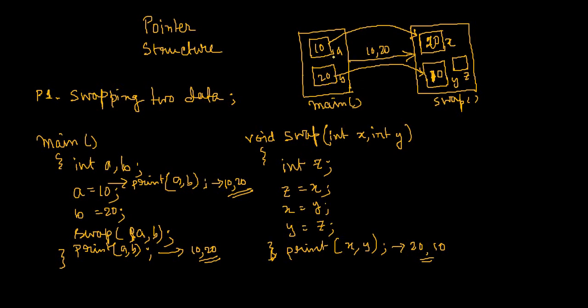But you see, they are not reflecting in a and b within the main function. The reason is the way I passed them: at the time of calling the swap function, I passed the value of a and b. That means the problem for which this change in a and b is not possible is that there is no way to use these variables directly from here in the swap function.